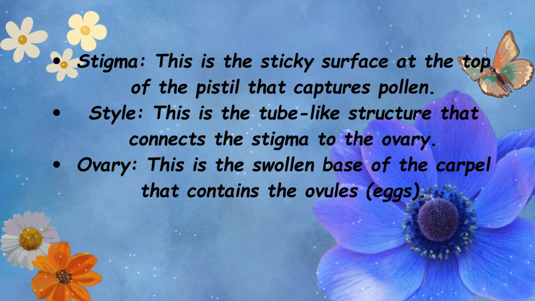This is the tube-like structure that connects the stigma to the ovary. The third part of the carpel is the ovary. It is the swollen base of the carpel that contains the ovules, the eggs.